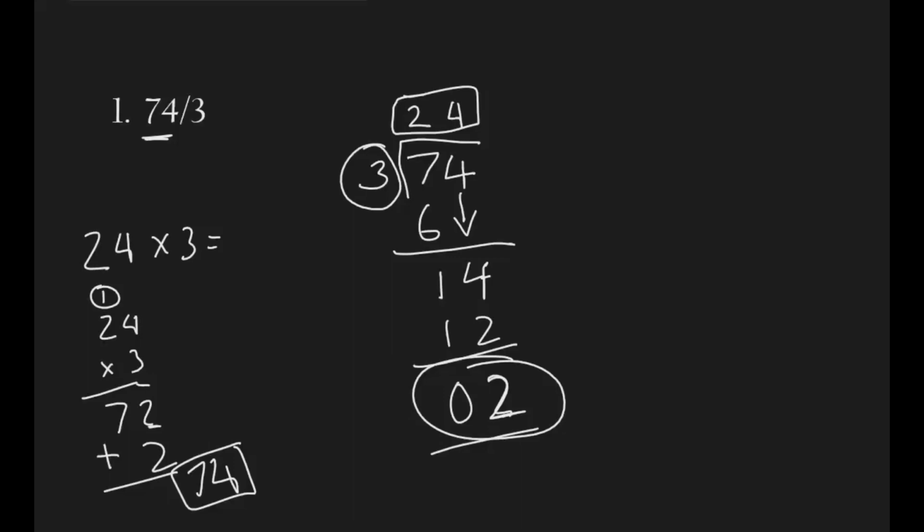So our answer is 24 with the 2 left over. So we're just going to write remainder is 2. So Q, quotient, equals 24 and remainder R equals 2.